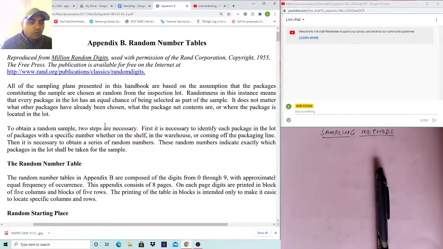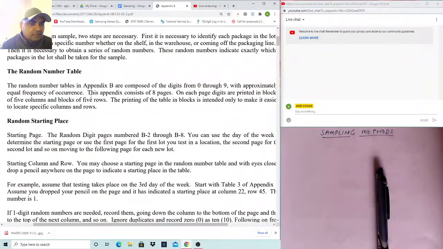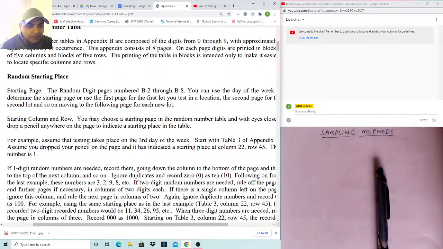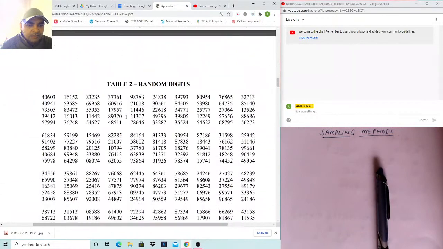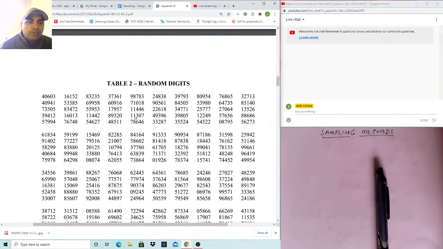So basically, how to obtain a random number? To obtain a random sample, two steps are necessary. First, it is necessary to identify each package in the lot with a specific number, whether on the shelf. They are talking about a warehouse or something else, but I will tell you how to do this. The random number tables start from table one, then table two, then table three. So how to make use of that?